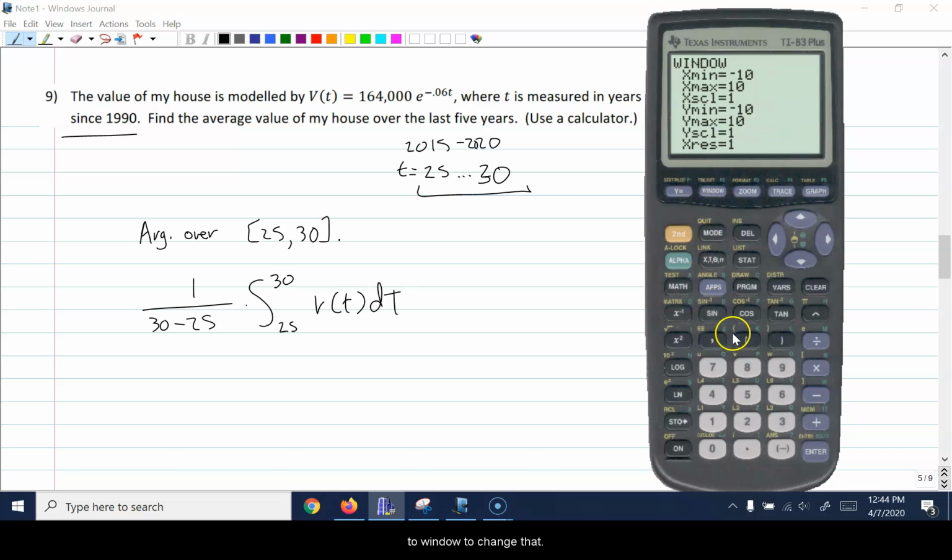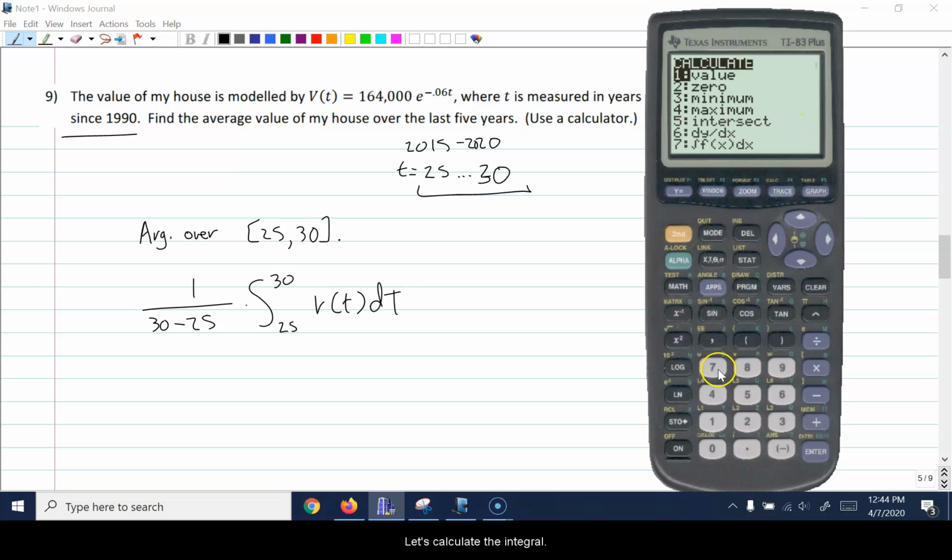I go to window to change that. I'll go from 20 to 35, I guess, just because it makes the picture prettier. Let's get a y value where we can see something. This function started at 160,000. If I go up to 300,000, I should see some function. Hey, there's some function. Uh-oh, the value of my house is going down over time.